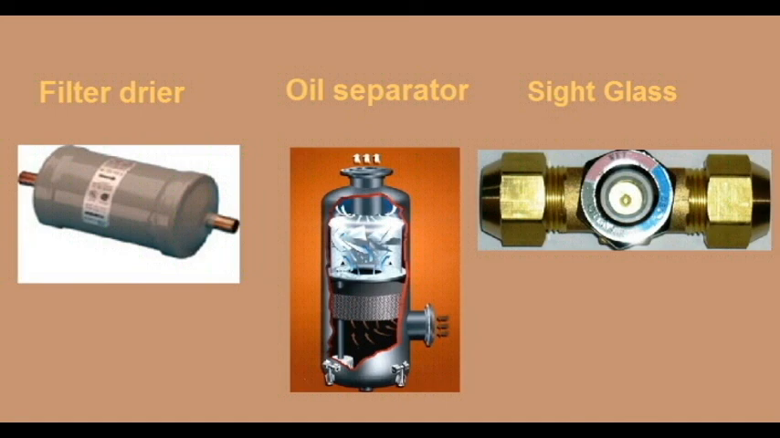Filter dryer. These devices trap moisture and other contaminants in a refrigeration system. Placed in either the liquid line or suction line. Oil separator. Placed in the discharge line right after the compressor to catch oil traveling with the refrigerant and return it to the compressor. Sight glass. Located in the liquid line to indicate the presence of liquid refrigerant, and sometimes also the presence of moisture in the refrigerant.